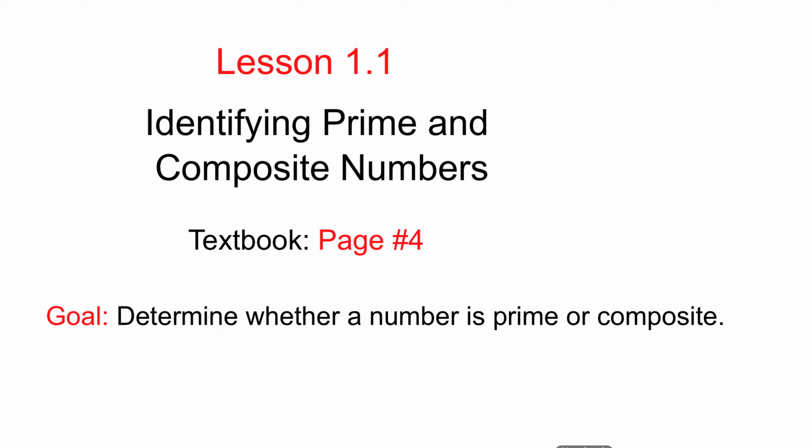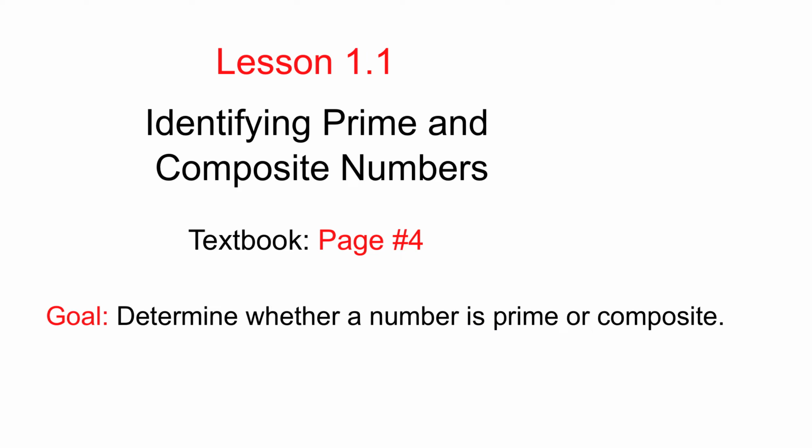Alright, so this is the first one, lesson 1 of many, and lesson 1 in your textbooks, found on page 4, is lesson 1.1, identifying prime and composite numbers. Simple stuff. So the goal is to determine whether a number is prime or composite. That's it. Now, we've got to figure out what's what.